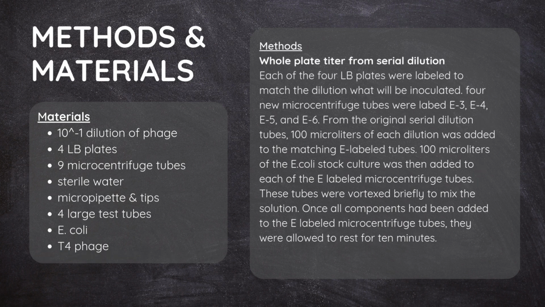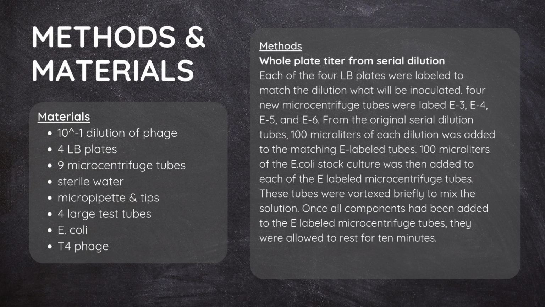We then proceeded to make a whole plate titer from the serial dilution. Each of the 4 LB plates were labeled to match the dilution that would be inoculated with. 4 new microcentrifuge tubes were labeled E to the negative 3, E negative 4, E negative 5, and E negative 6. From the original serial dilution tubes, 100 microliters of each dilution were added to the matching E-labeled tubes.